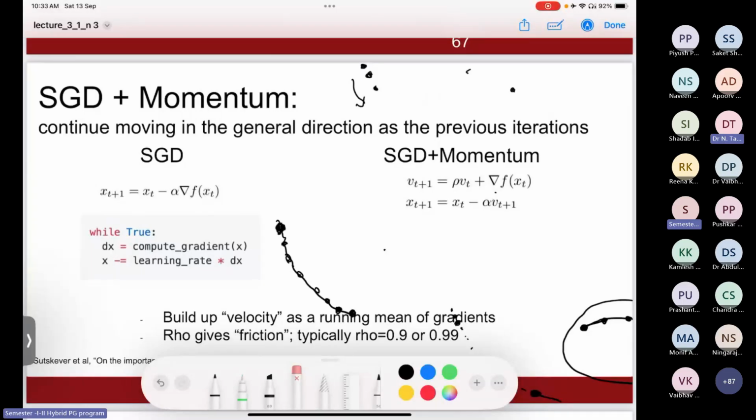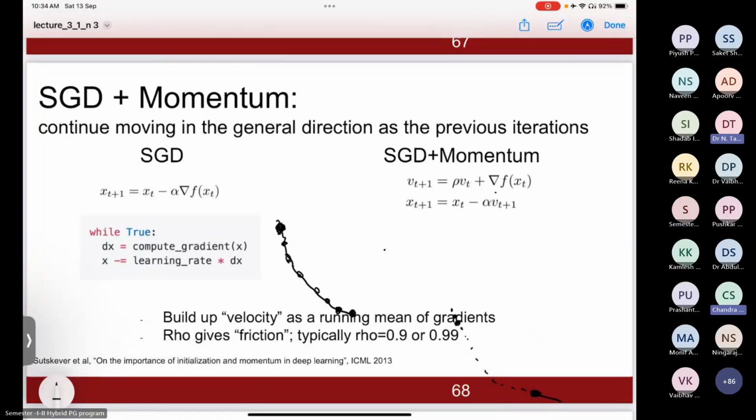Saddle point, local minima, that's the general problem. Whatever we are doing, every time the goal is to get the actual and predicted value close, to minimize the loss. Yes, minimizing the loss. That's the goal of every algorithm. Minimizing loss is the goal of every algorithm.